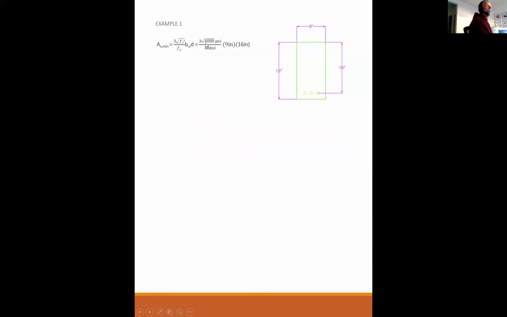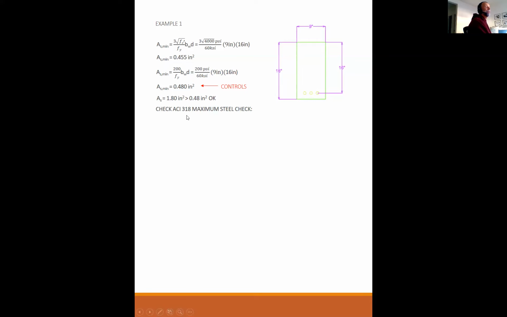So I plug into this my values. I get 0.455 inches squared. 200 over fy gives me 0.48 inches squared. Clearly this one controls, but my proposed solution of 3 number 7s is more than 0.48 inches squared, so I'm okay. This is my minimum steel check.